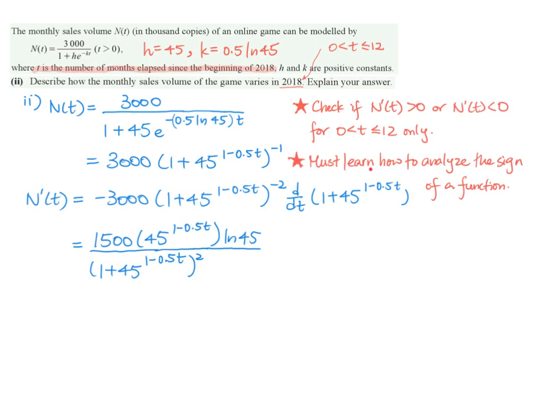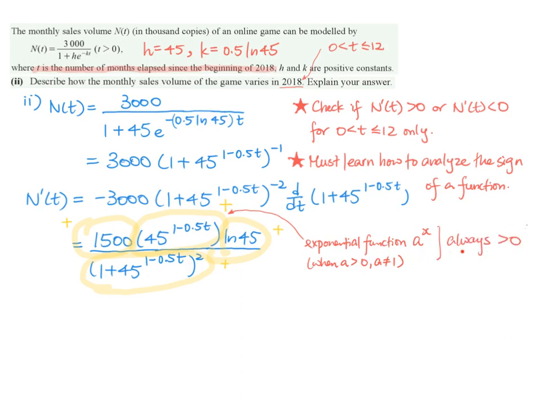So in other words, we must learn how to analyze the sign of a function. In this case, this one. So for example, the denominator is always positive. This constant and this constant, obviously, you can check on calculator, they are both positive. And even this tricky part is an exponential with the base of a when a is greater than 0, not equal to 1. Such an exponential function is always greater than 0, and so this is also positive.